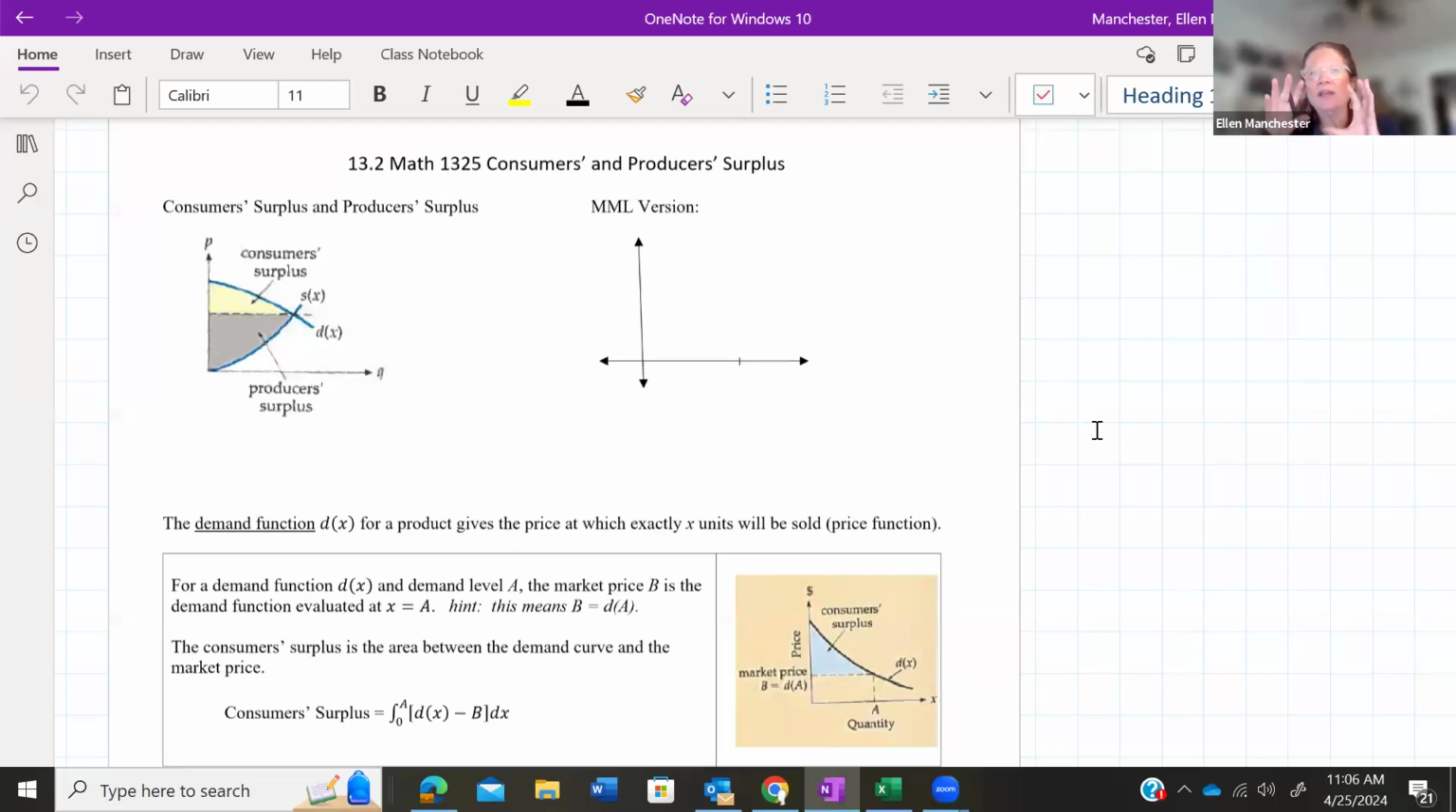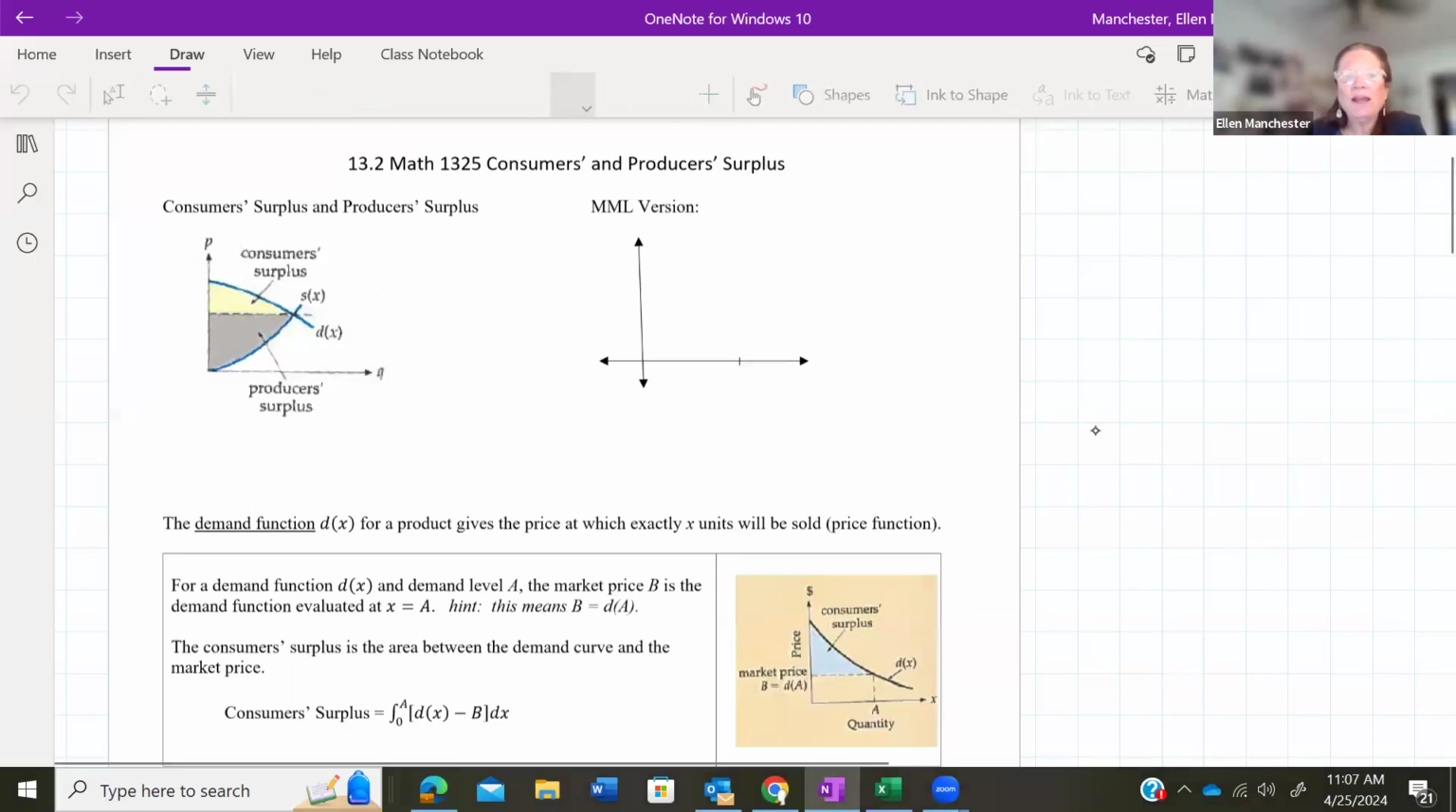It's a non-tangible amount of money that I, as a business owner, can use as a marketing tool and say, hey, look how much money I saved my consumers, because they were willing to pay more, but they didn't have to. That's what consumer surplus is.